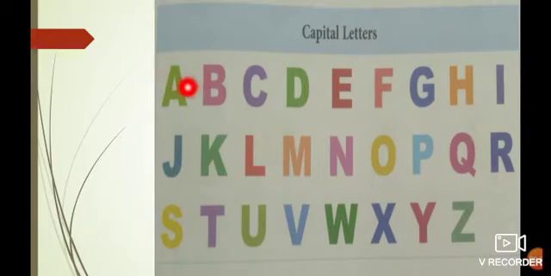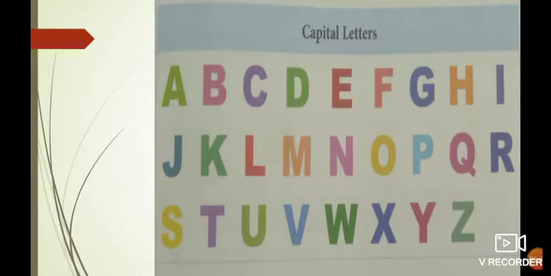A, B, C, D, E, F, G, H, I, J, K, L, M, N, O, P, Q, R, S, T, U, V, W, X, Y, Z. So children, these are letters of the alphabet. Okay, and they are written in capital letters.